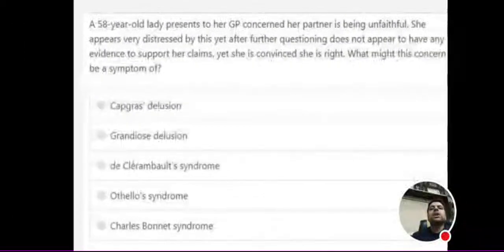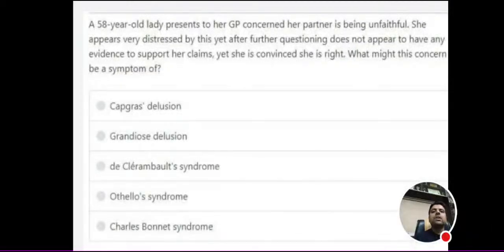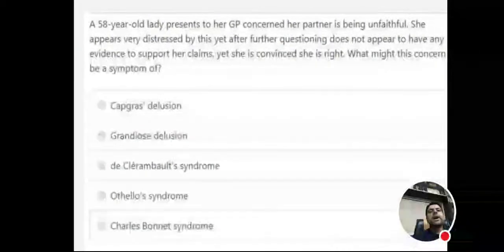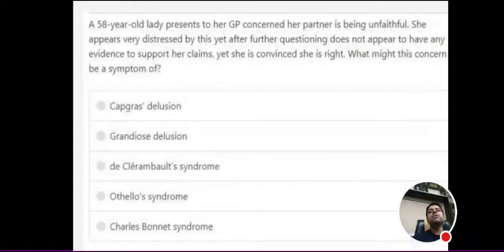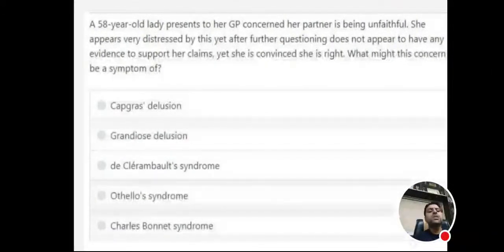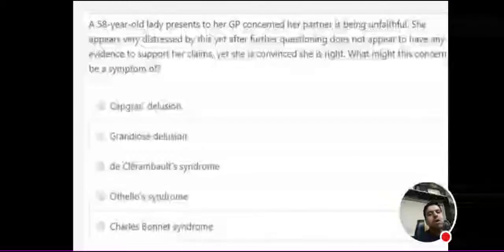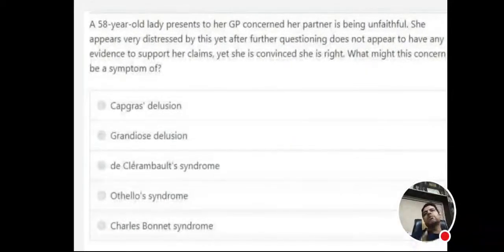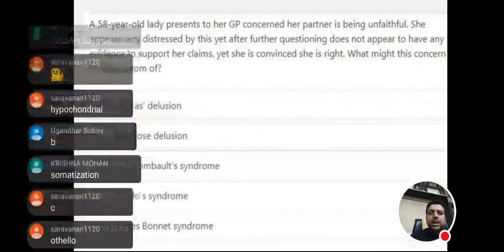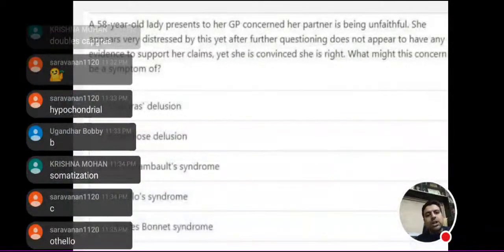Now, a 58-year-old lady presents to her GP, concerned her partner is being unfaithful. She appears very distressed by this, yet after further questioning does not appear to have any evidence to support her claims. Yet she is convinced she is right. What might this concern be a symptom of? I already discussed this situation in my previous lecture. She is so suspicious of her partner. This is a case of Othello syndrome.